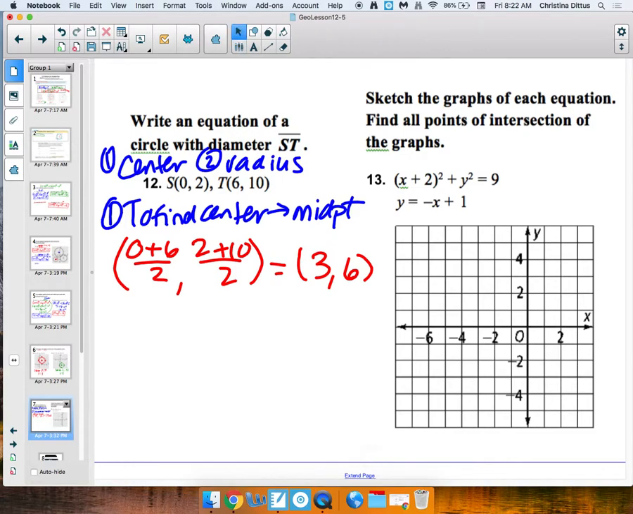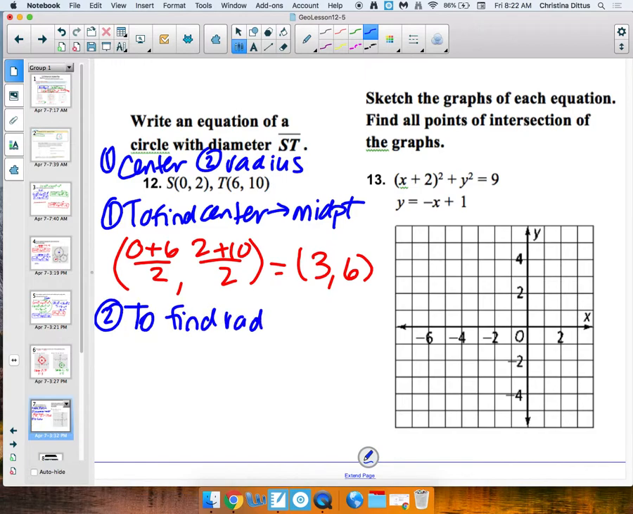Okay, second thing, find your radius. Guess what? It's another formula. Want to guess what it is? The distance formula. It's that one with the long square root, right? Yeah. It's kind of like the opposite of your midpoint. You subtract, and you also don't divide.